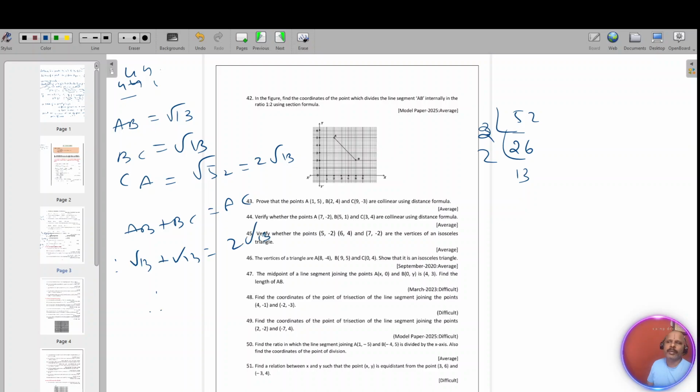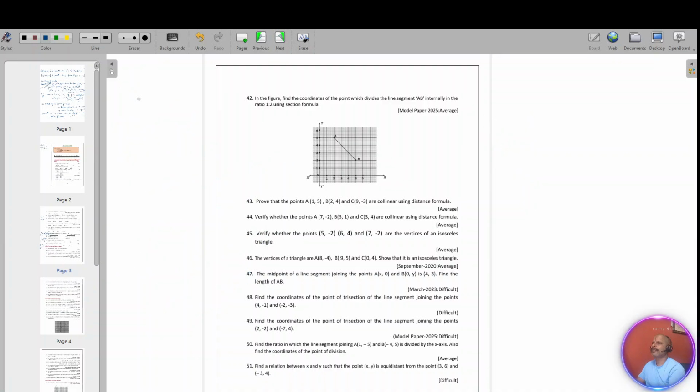Remember, to check whether they are collinear, you have to find all three side distances and the sum of two sides, not necessarily AB, BC, anything. Whatever points you name, if you name A, B, C, AC will be the full line. Full line length should be the sum of the part lengths. So 2 root 13 is equal to 2 root 13. Hence the points are collinear.